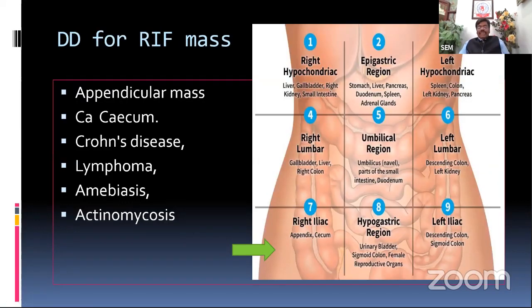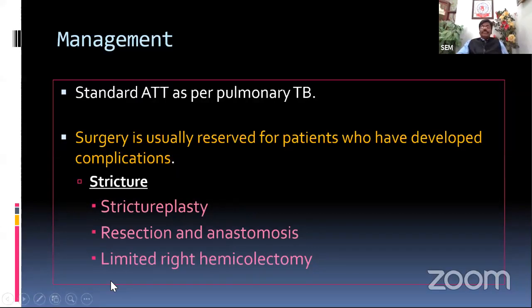And we told you several times, whenever you have a mass in the right iliac fossa region, it is a mass from appendix or cecum anatomically. It could be appendicular mass, CA cecum, Crohn's disease, lymphoma, amoebiasis, actinomycosis. Of course, ileocecal tuberculosis should be one of the important diagnoses, in addition to all these things.